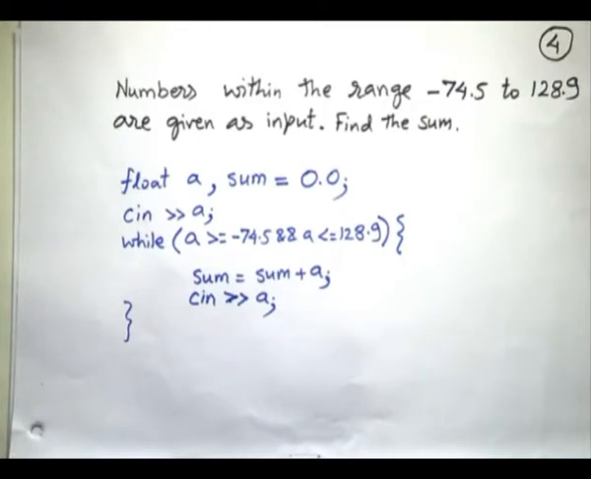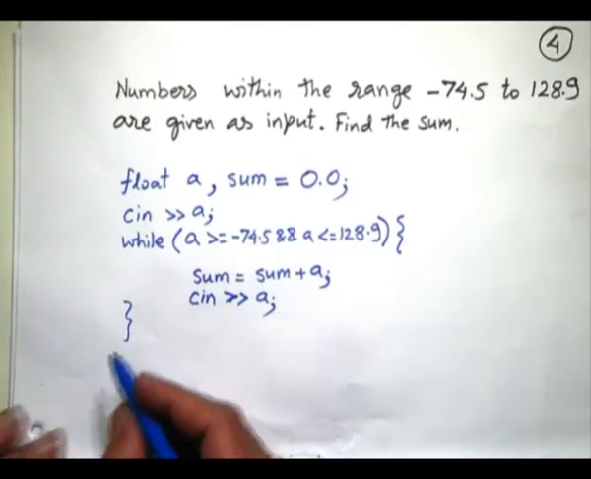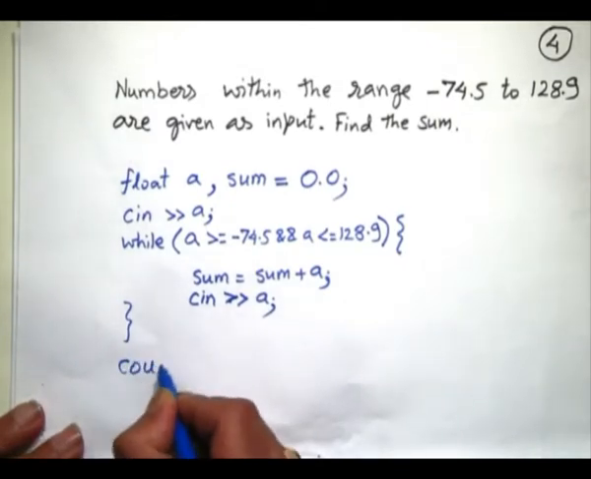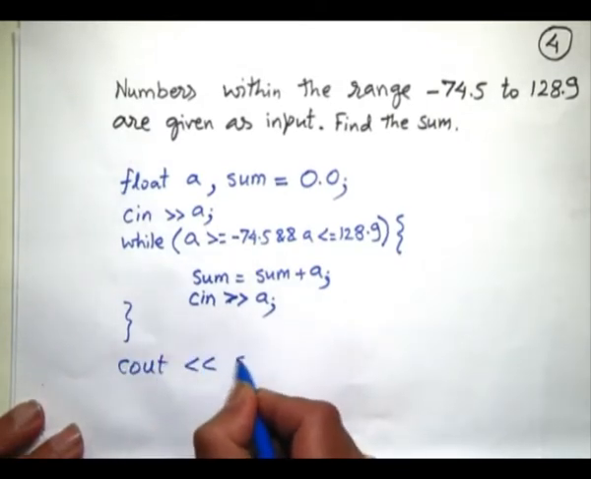Read the first number. If it is within the range, go down, add it to sum, read the next number. Come back to the watchman, get the new number examined. Is it within this range? Again go down, add it, read the third number. Keep on doing this till you get a number which is outside this range. When you come out here, you can say, print out sum.